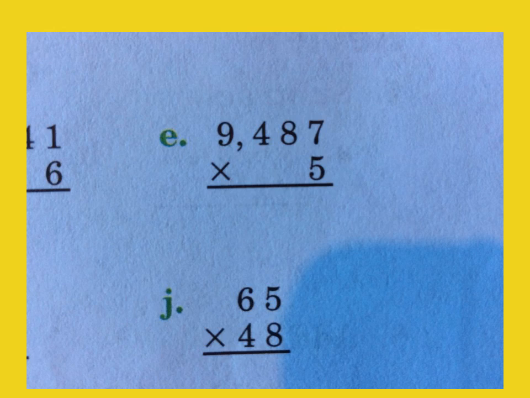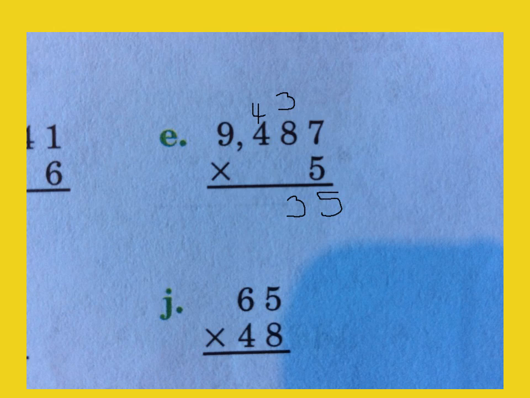E. Let's do our spray. 5 times 7 is 35. So 5 and then we carry the 3. 5 times 8 is 40. Plus the 3 would be 43. 5 times 4 is 20.